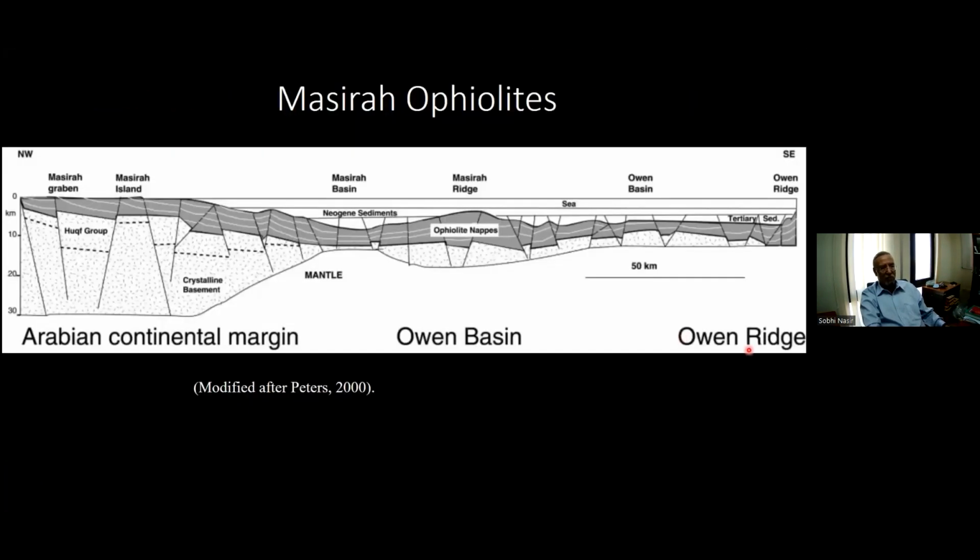This is the real situation now for the Ophiolite in the eastern part of Oman. This is the Masirah Island. This is the Masirah Graben, and this is the Masirah Basin, Owen Basin, and Owen Ridge. All these are covered by water, and the Masirah is just being obducted upward with a height of around 100 meters above the sea level. All these Ophiolites are covering the crystalline basement of Arabia, the Arabian continental margin here. And you can see that this Ophiolite is characterized by a large number of faults, either normal fault or thrust fault.